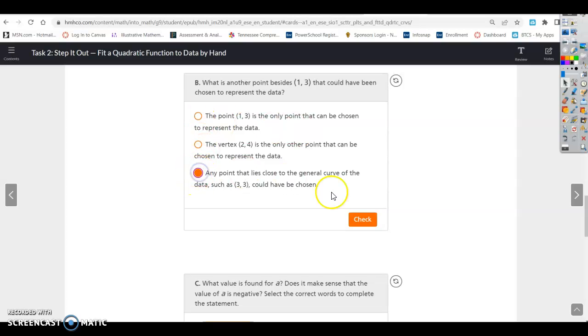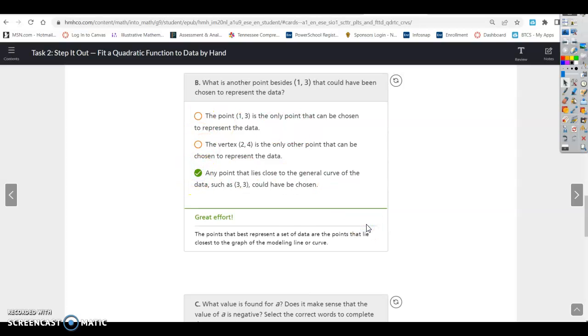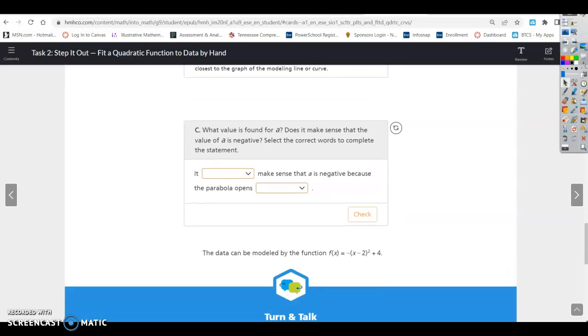Would you get the same answer if you chose that point? Yes, it would still represent the same equation, okay? All right, it says, what value is found for a? Does it make sense that the value of a is negative? Select the correct words to complete the statement.